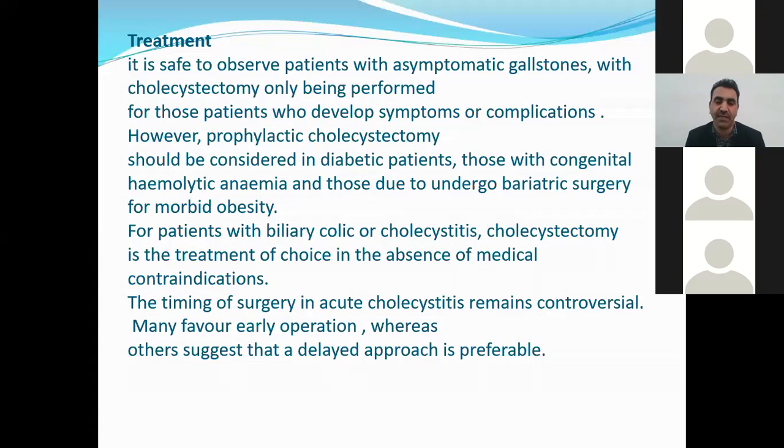يعني cholecystectomy للاسيمتوماتيك patient، يمتى أسويها؟ إذا كان patient diabetic، أو hemolytic anemia، أو bariatric surgery for morbid obesity، لأن كلهن المريض ما متأذن للجولستون، لكن أسوي له cholecystectomy إذا عنده هذي الشغلات. أما إذا ما عنده هذي الشغلات، follow up and observation.